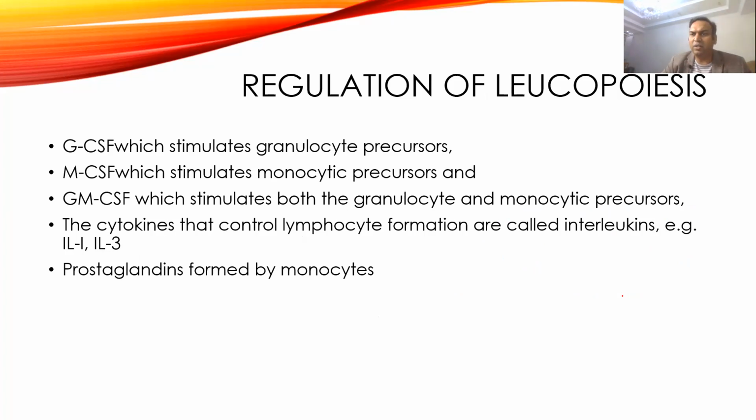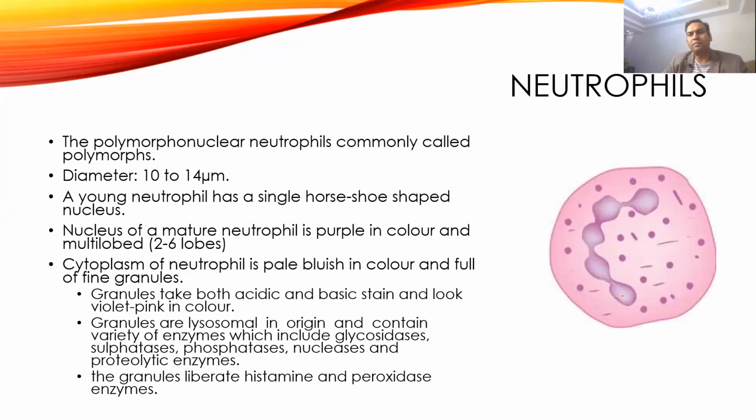the IL stands for interleukins, are also called cytokines, and these interleukins promote the formation of lymphocytes. All these factors are released whenever inflammation occurs. So whenever inflammation or infection occurs, these factors will be released and they will increase formation of the particular leukocyte line. Then prostaglandin also stimulates the formation of monocytes. Then come to the structure of the neutrophil.